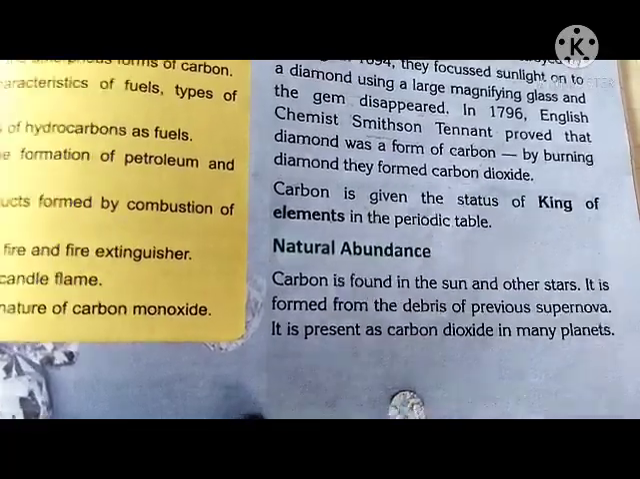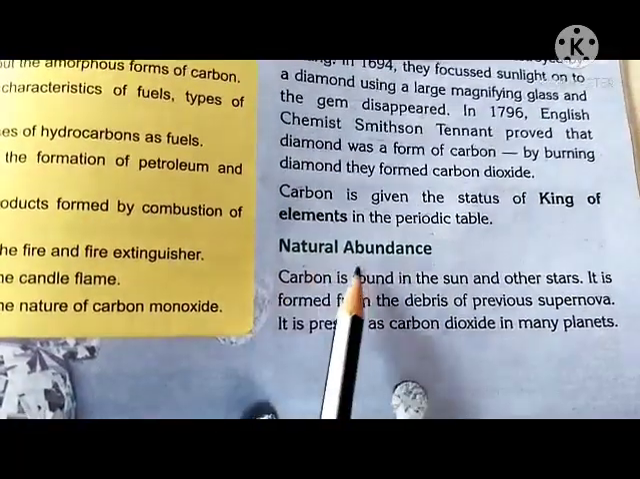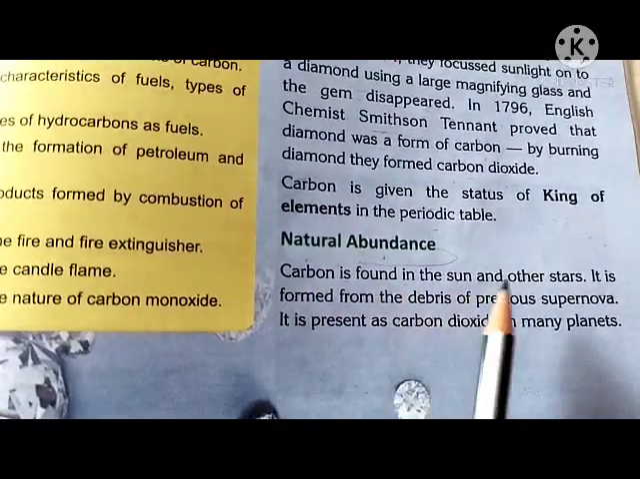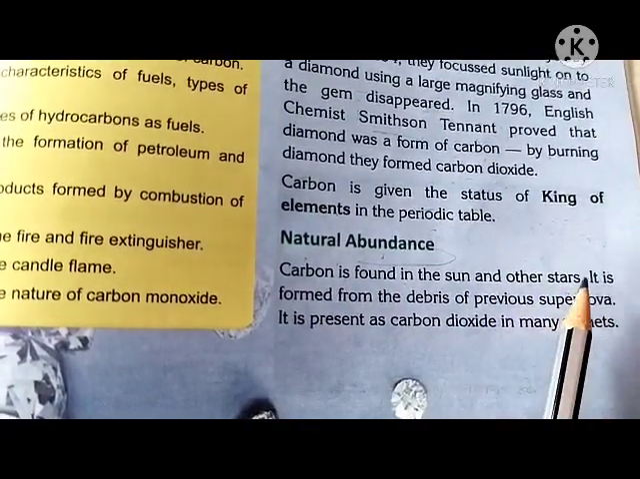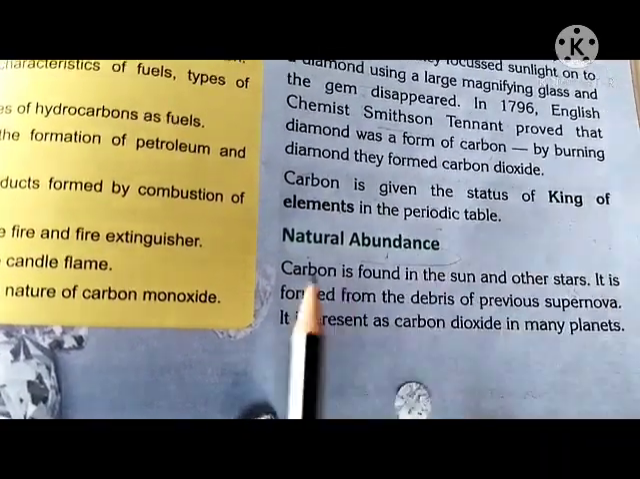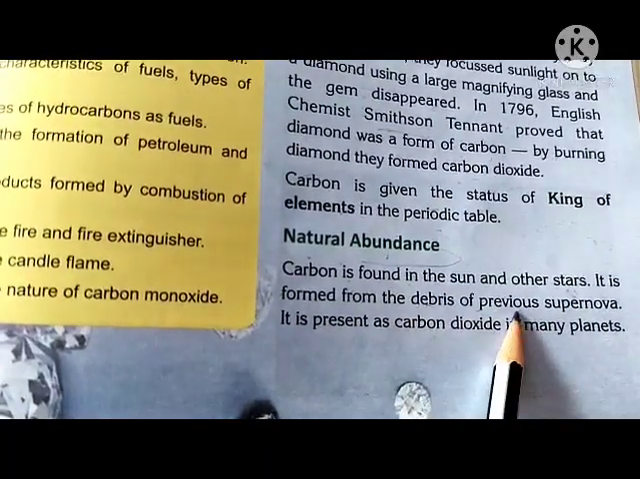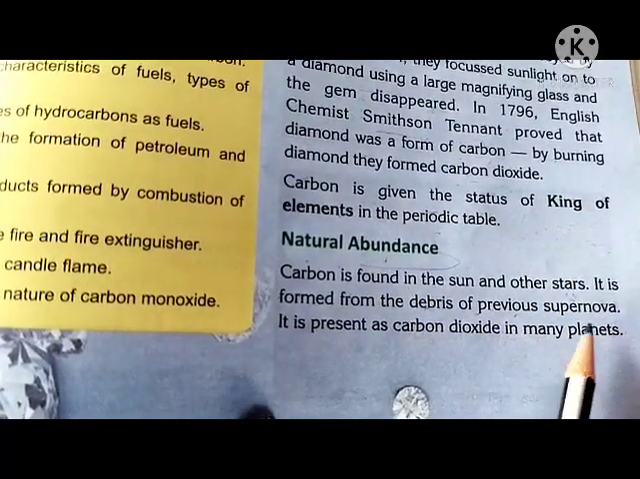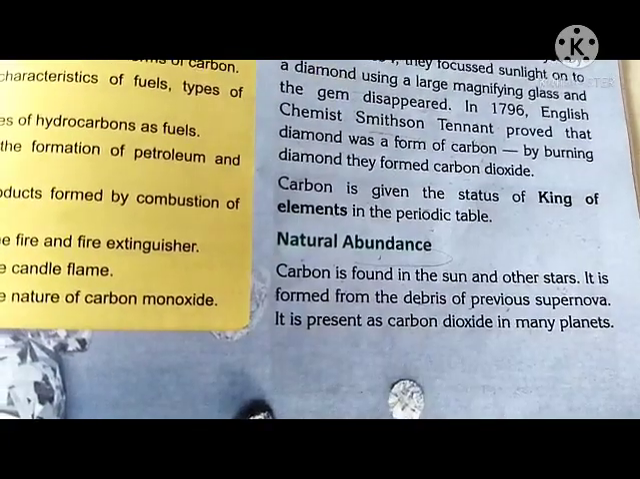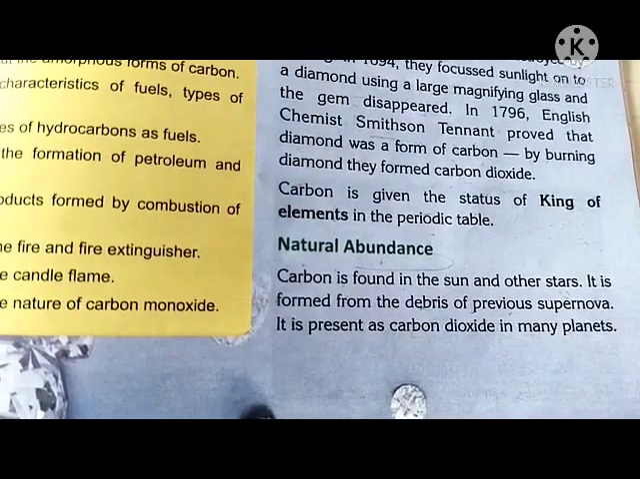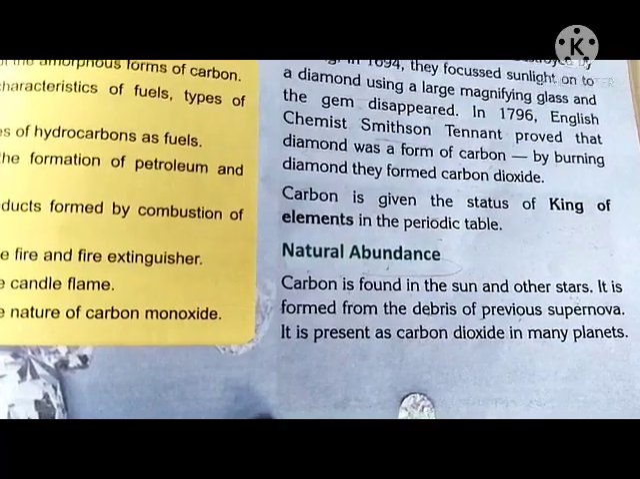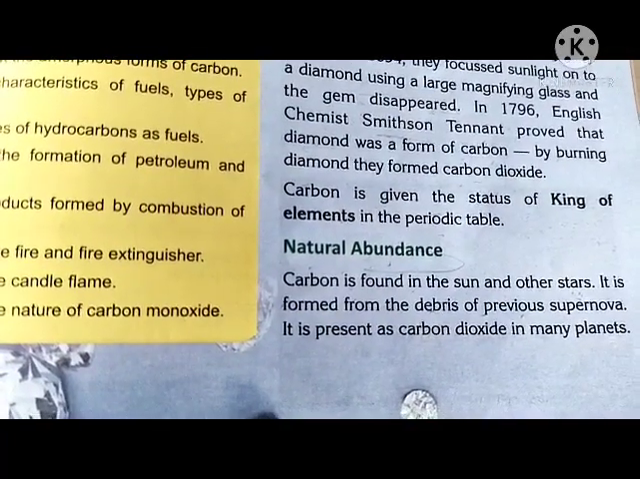What is natural abundance? It means where carbon is found naturally. Carbon is found in the sun and other stars. In the sun and stars, it is formed from the debris of previous supernovae. It is present as carbon dioxide in many planets. You see carbon in our air also. Carbon dioxide is in the air, which contains which element? Carbon.